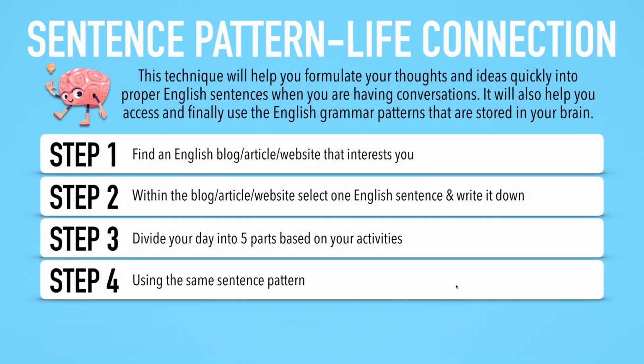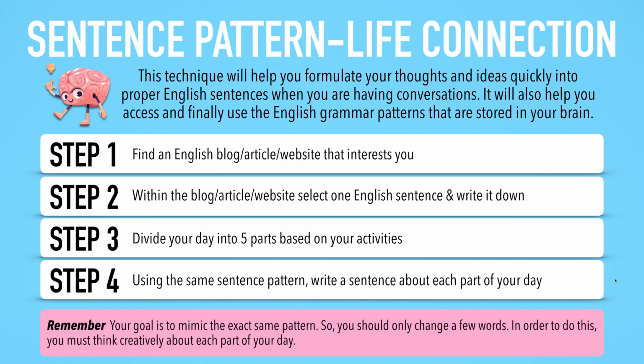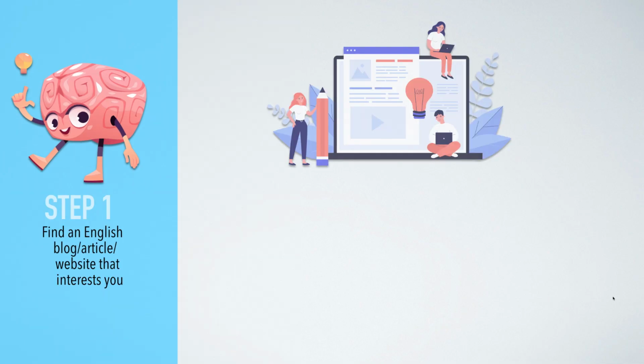Stay with me. Step number 4, you're going to use the same sentence pattern and write a sentence about each part of your day. Now, I want you to remember, your goal is to mimic or copy the exact same pattern. So you should only change a few words. In order to do this, you must think creatively about each part of your day. So let's see how I would do this.